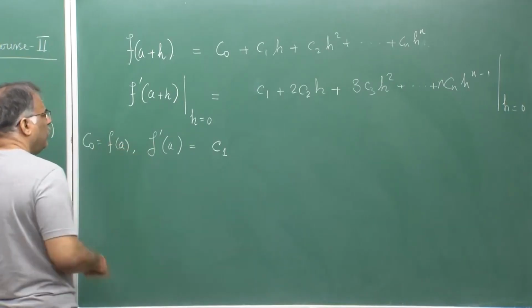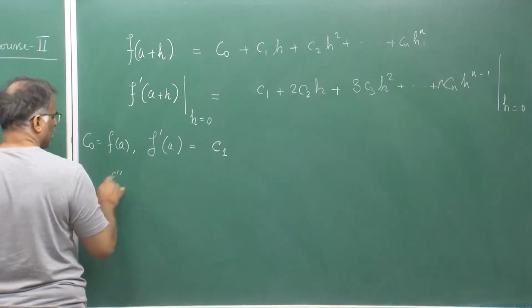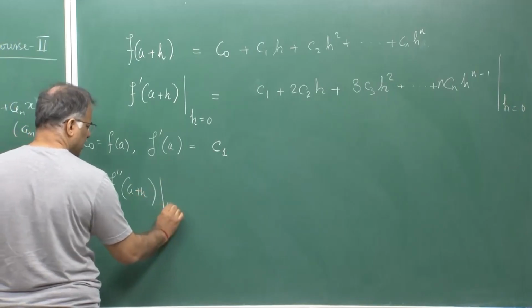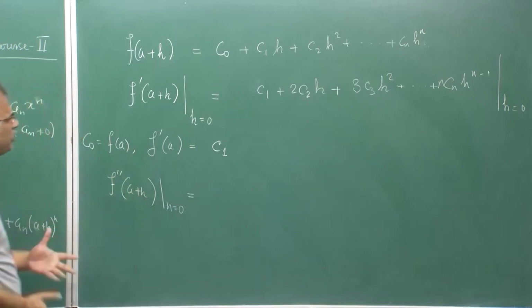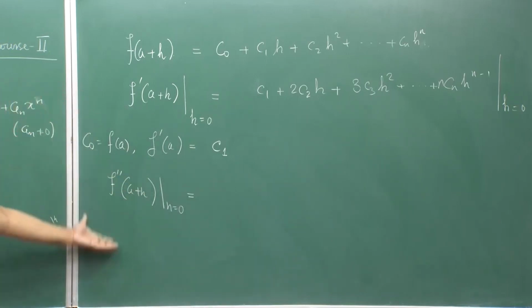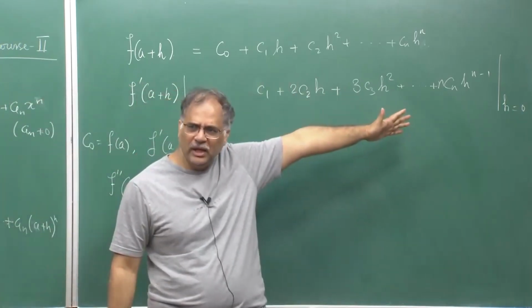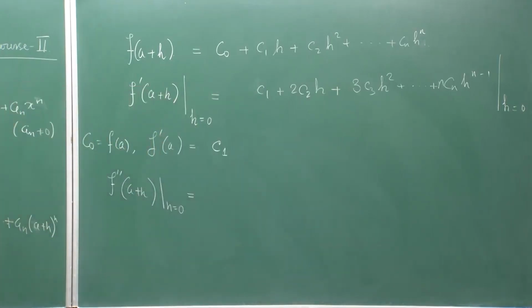Now how to find c2? We take the derivative again, f double dash of (a plus h) at h equal to 0. All these derivatives are continuous, because the polynomial will have derivatives up to infinite order. Up to nth order, anyway, it will have, and then it will just go on and give you 0 derivative. So, it is always differentiable. All these functions are continuous, all the derivatives are continuous.